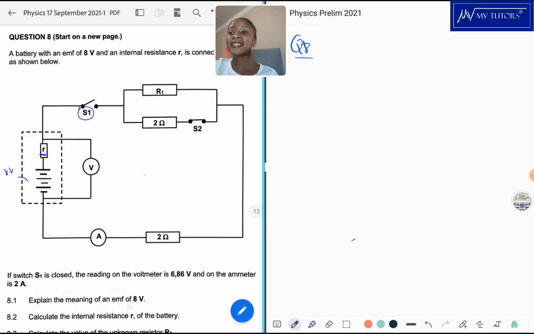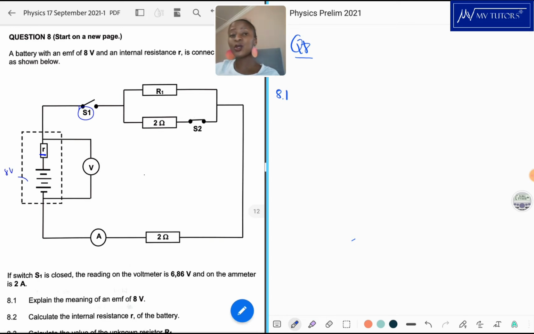Okay, and yeah, because there are some lost volts due to this current that is now flowing through the circuit because the switch is closed. Okay, so that is what happens there. And now 8.1, they're saying explain the meaning of an EMF of 8 volts.